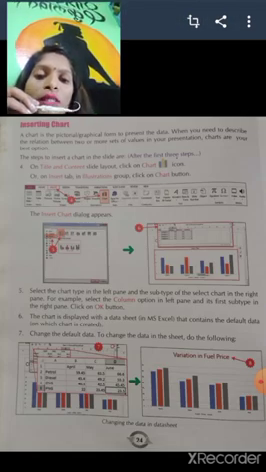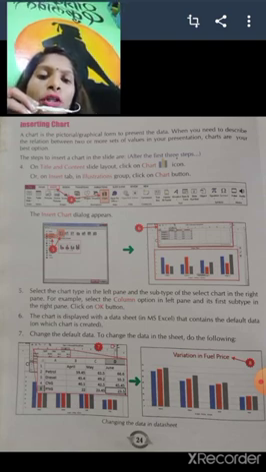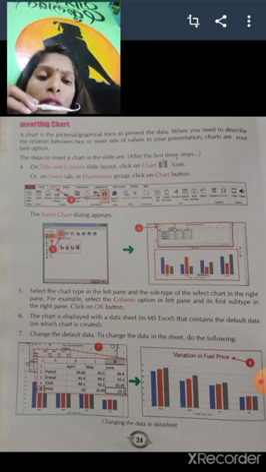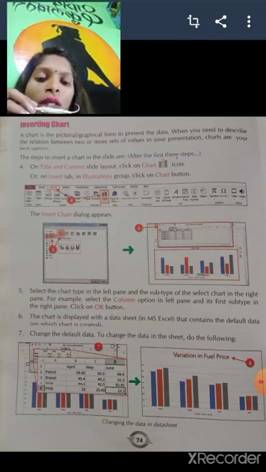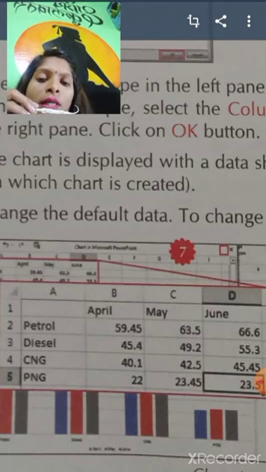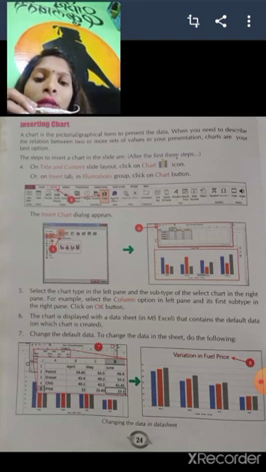The fifth step is to select the chart type. After that you will need to select the chart type. For example, here it shows the column chart, and you can see the column chart, the pillars. The chart is displayed with a data sheet, and the data sheet will be displayed along with it, for example like this.